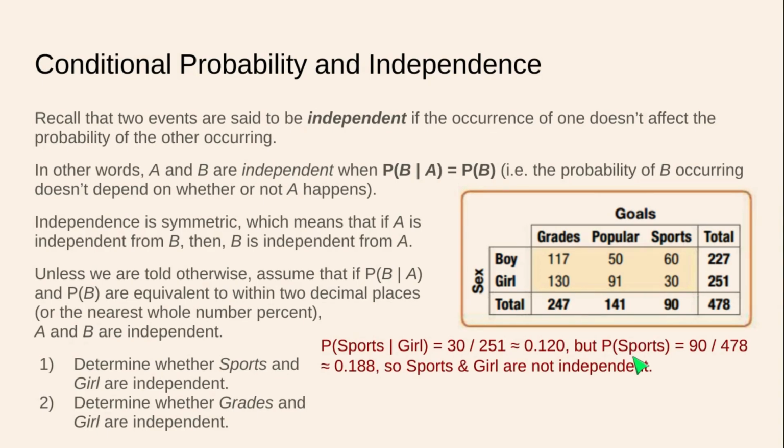But probability of sports is 90 out of 478, which is 0.188. So sports given girl is different than sports in general, which means that your appreciation for sports does pretty firmly depend on whether you're a girl or a boy, at least in this survey data here. So sports and girl are not independent. 0.12 is very far away in terms of determining independence from 0.19 approximately. That's way off. Those events are not even close to independent.